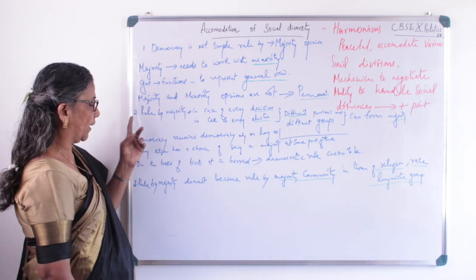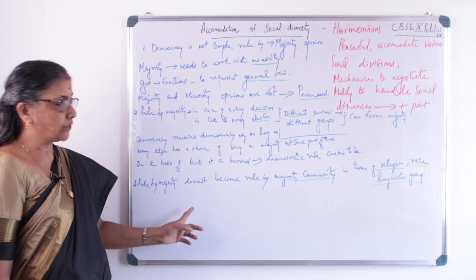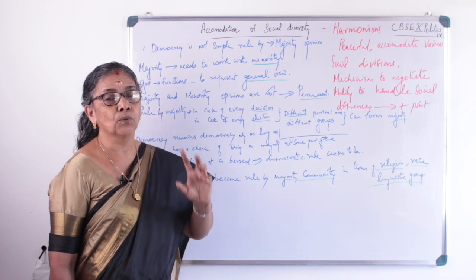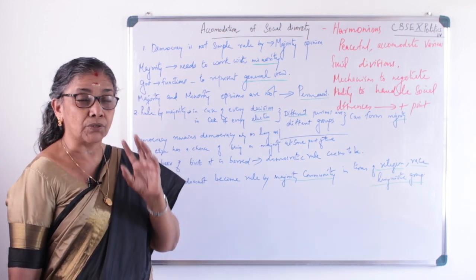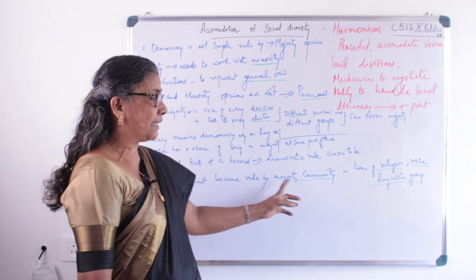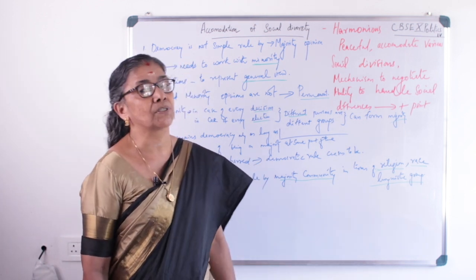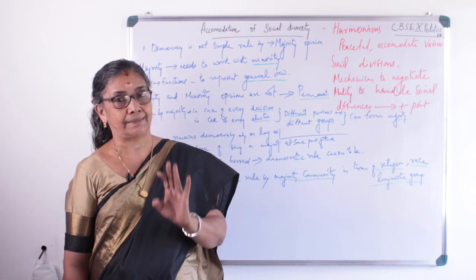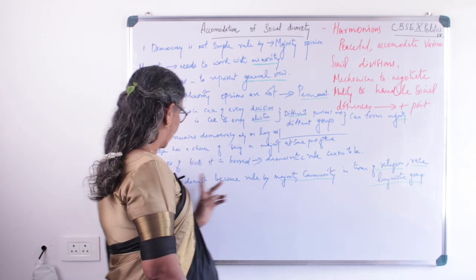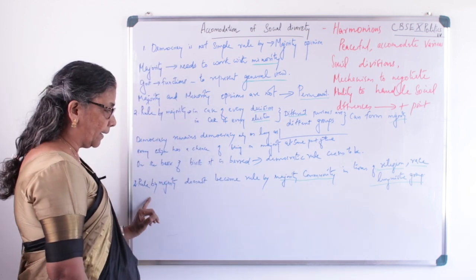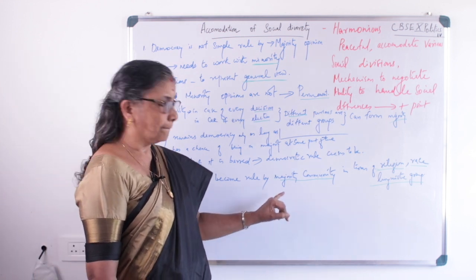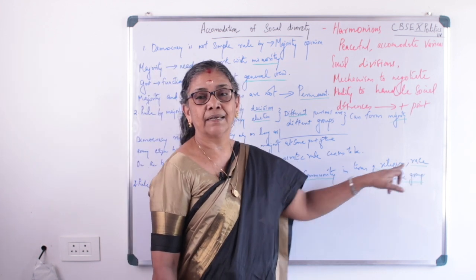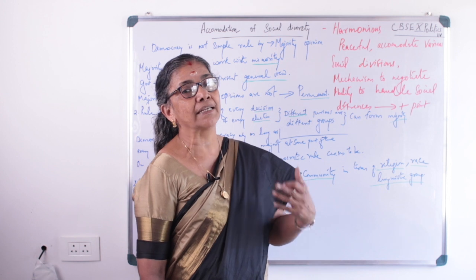That is the first point. Then the second point: rule by majority does not become rule by the majority community. Rule by majority should not become rule by a majority community in terms of religion, caste, linguistic groups, etc. That means we cannot change that. So when the government is formed, rule by majority does not mean a majority community in terms of religion, race, linguistic groups, etc.